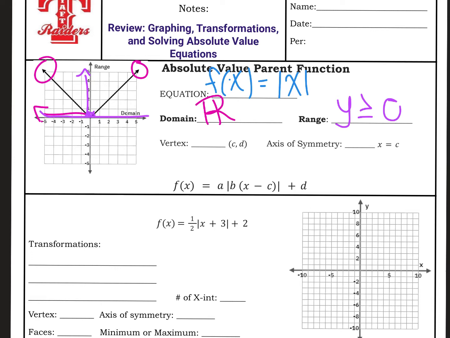Your vertex is where it changes direction. So here we're going down, and then we go up. So at the origin, 0, 0 is our vertex. Our axis of symmetry is where we could split this graph in half. So in that case, it is x equals 0.